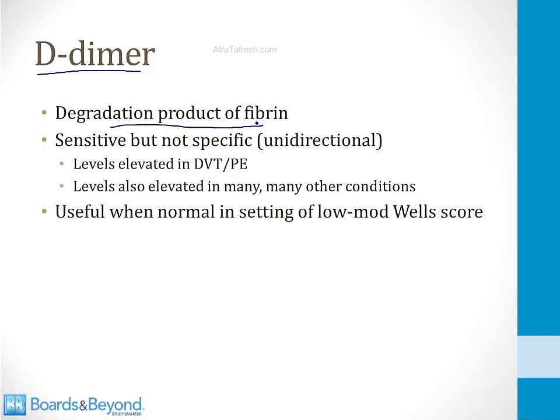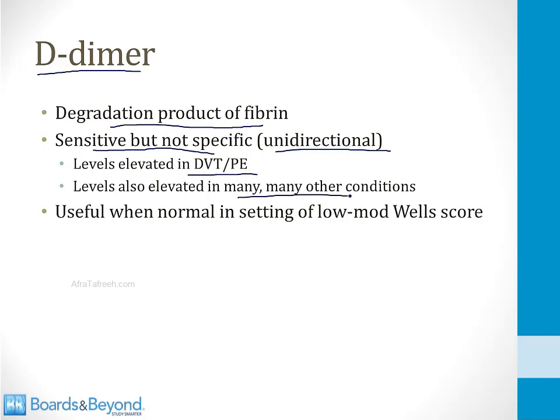For this reason, the finding of an increased D-dimer level in the plasma is a sensitive but not specific test for DVT or PE. Because it's sensitive but not specific, it's called a unidirectional test. Levels of the D-dimer in the plasma are elevated in the setting of DVT or PE. However, they are also elevated in many, many other conditions.